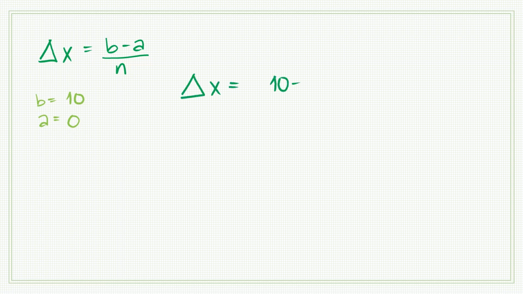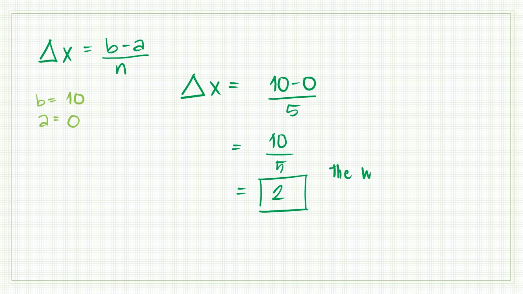To get the width delta x of each rectangle, we can use this formula, where b represents the last point, which is 10, a represents the first point, which is 0, and n is the number of rectangles, which is 5. So, delta x is equal to 10 minus 0, which results in 10 divided by 5. That gives us the width of each rectangle, which is 2 units long.